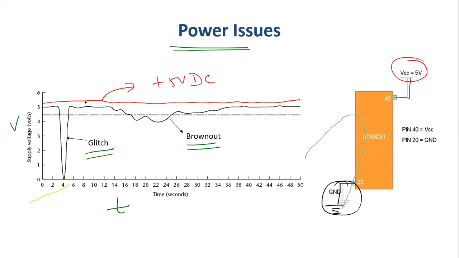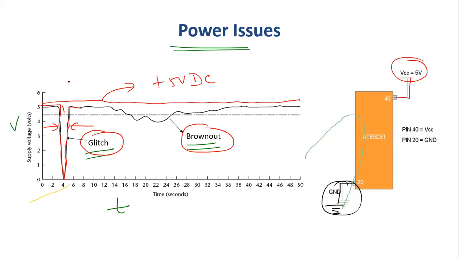But when you are designing practical power circuits, there are chances that you may end up getting power problems like a glitch or a brownout. What a glitch essentially is, is a very sharp dip in power supply voltage from 5 volt to 0 volt for an extremely small time, and the voltage rises back to 5 volt, which means this glitch essentially happens for a very small duration.